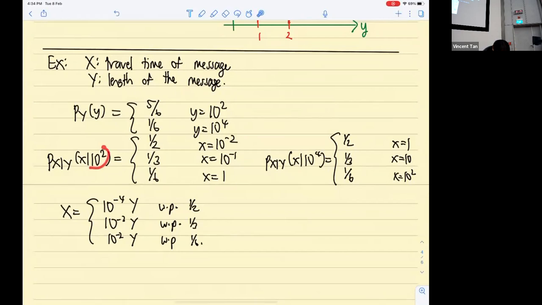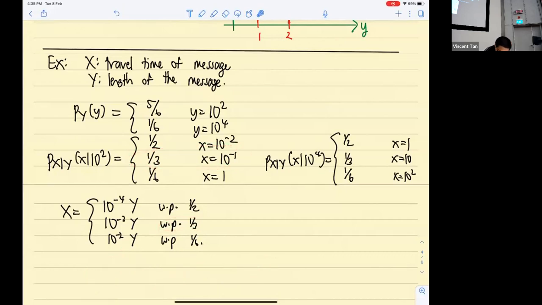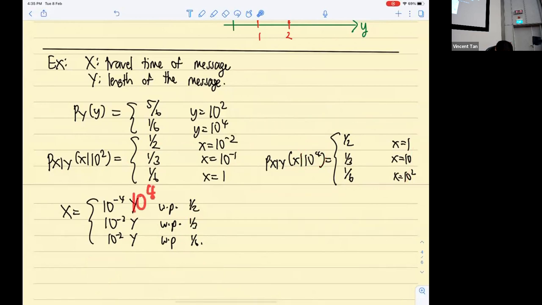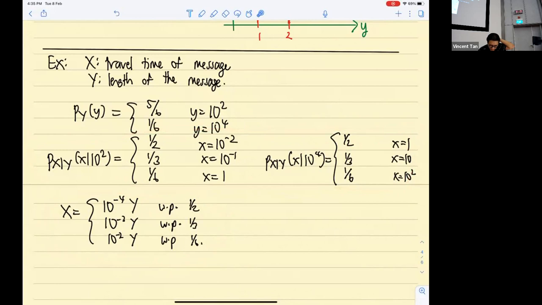Now, if y takes on the value 10 to the 2, so we are in this situation here, then x is equal to 10 to the minus 4 multiplied by 10 to the 2, which is 10 to the minus 2, with probability half. So it corresponds to this particular row. Now, if y is equal to 10 to the 2, then with probability 1 third, x takes on the value 10 to the minus 3 times 10 to the 2, which is 10 to the minus 1. And we get this row here. But if y is, say, 10 to the 4, then we are in this particular scenario. And if y is equal to 10 to the 4, 10 to the minus 4 times 10 to the 4 is exactly equal to 1. So we get that x is equal to 1 with probability half. So this is a more succinct way of writing these two tables here, if you wish. Okay, but they are all equivalent.